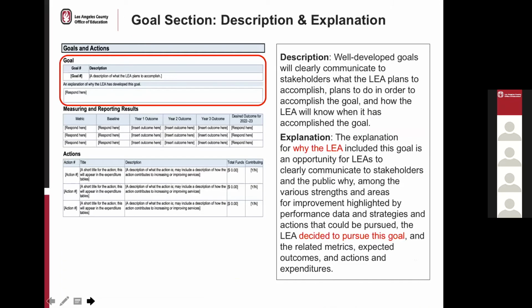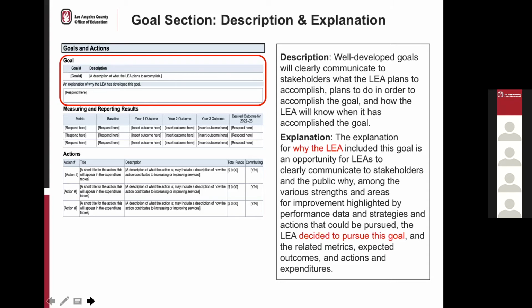So we want to get to the clarity of actions, but first let's look at the goals section at the top because all the actions are going to fall under a goal statement. The LCAP requires the LEA to explain why that goal was developed. And this could be based on analysis of dashboard or other local data or on stakeholder feedback. And with each goal, the LEA will indicate the metrics to measure progress toward that goal.